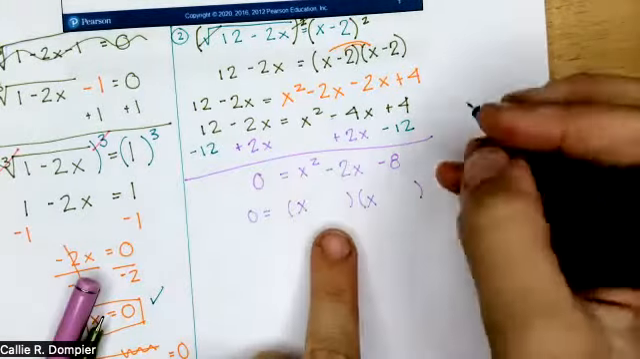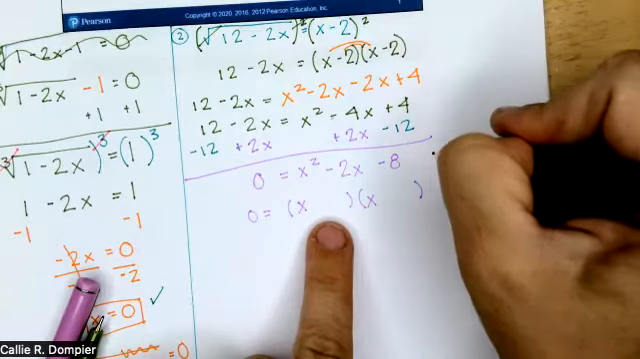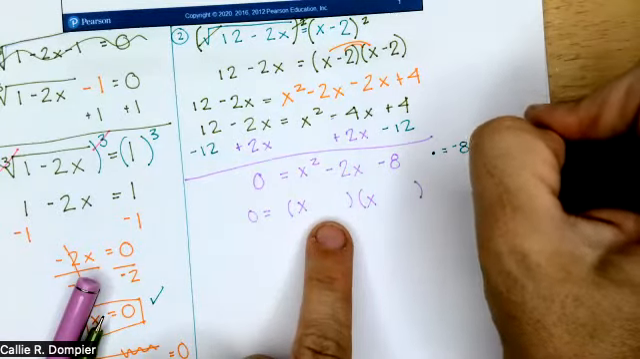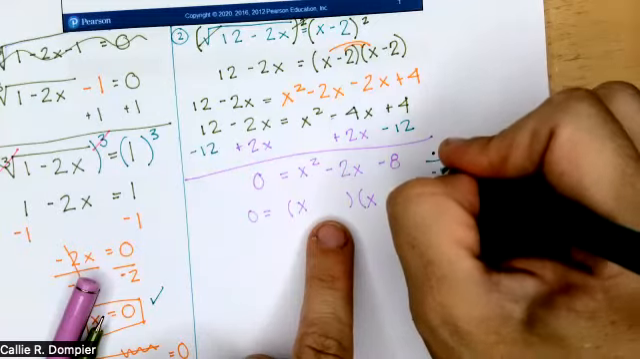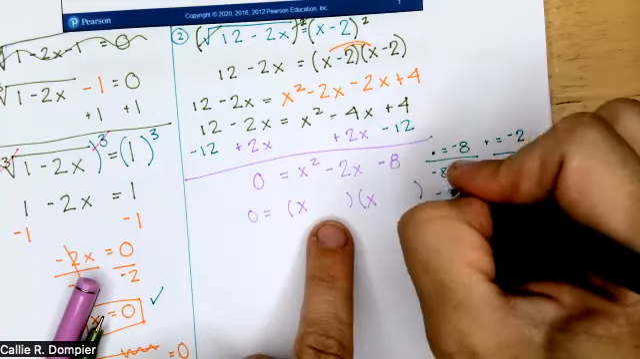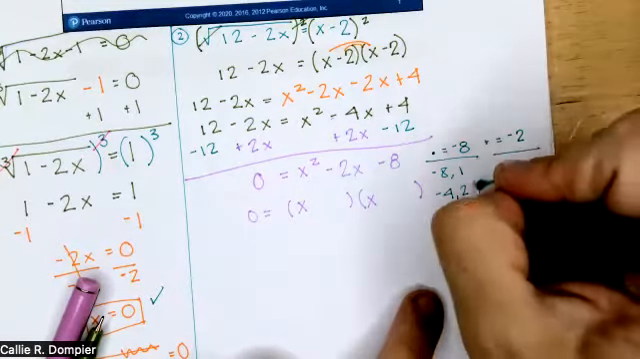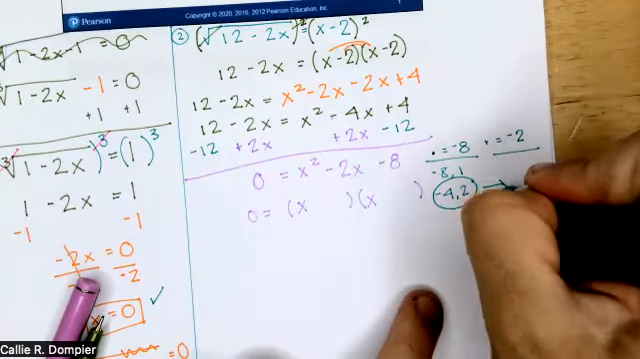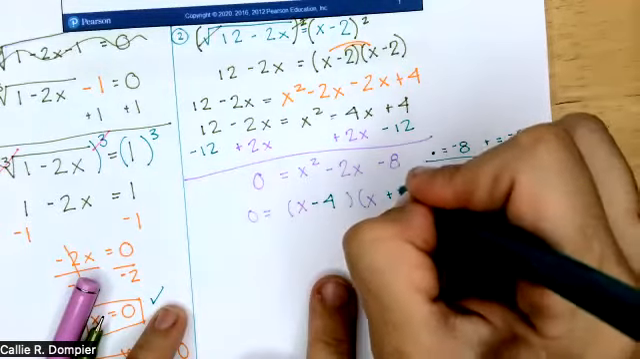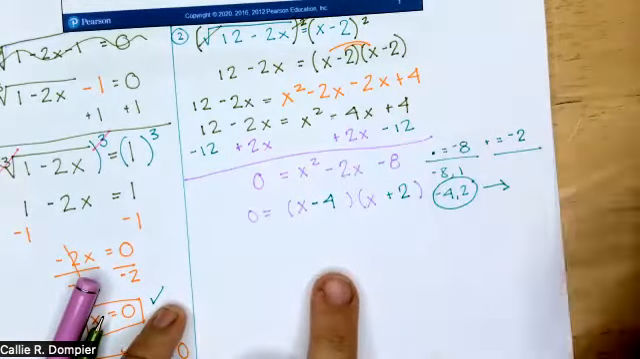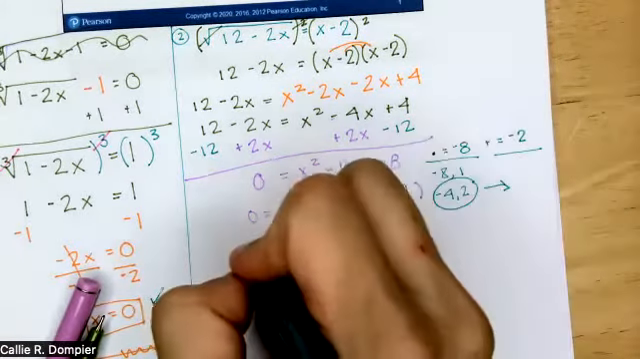And then to find these two terms, I would need something that multiplies to equal negative 8 and adds to equal negative 2, right? Negative 8 could be negative 8 and 1, negative 4 and 2. Ooh, that one works, right? So this would be x minus 4, x plus 2, because when I add them, I get negative 2. When I multiply them, I get negative 8. So we're not done yet.